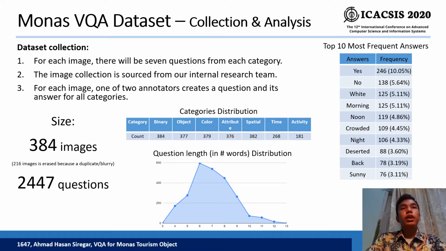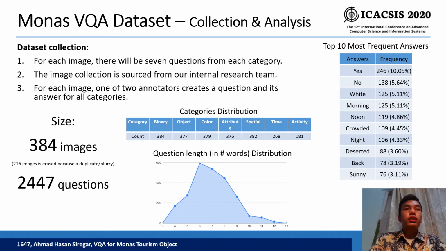So for the dataset collection, there will be 7 categories of questions. For each image, there will be 7 questions, one from each category. Second, the image collection is sourced from our internal research team. And third, for each image, one of the two annotators creates a question and answers the question as well for all categories.